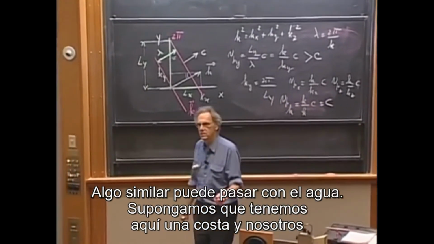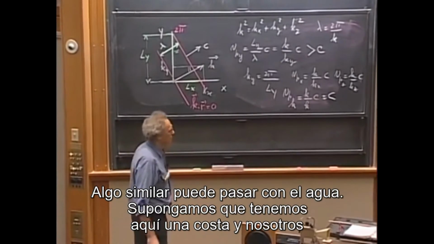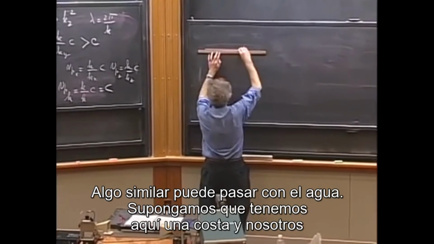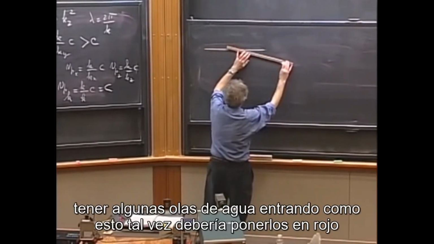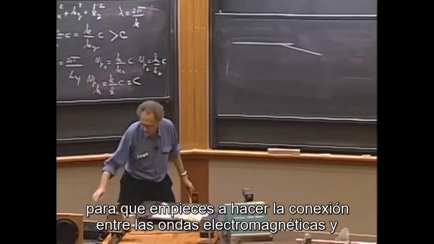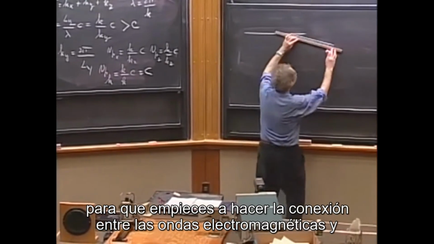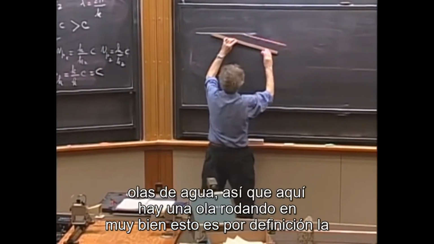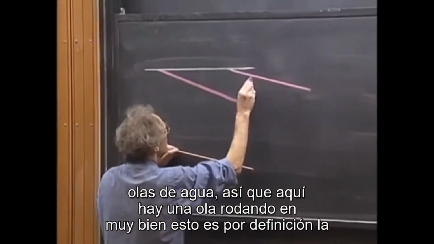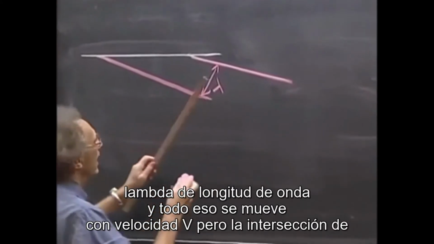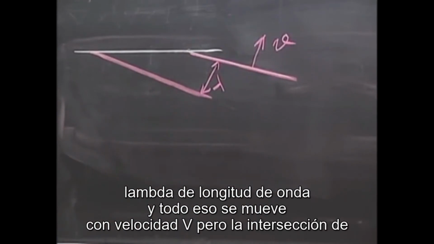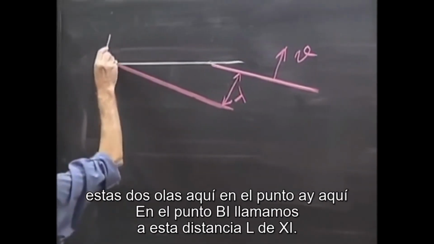And I can best convince you of that by showing that something similar can happen with water. Suppose we have here a shoreline, and we have some water waves coming in like this. And maybe I should put them in red so that you begin to make the connection between the electromagnetic waves and water waves. So here is a wave rolling in nicely. This is per definition the wavelength lambda, and all of that moves with velocity v.